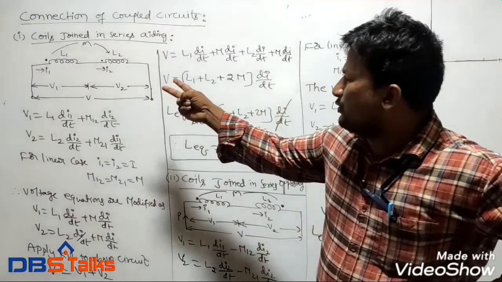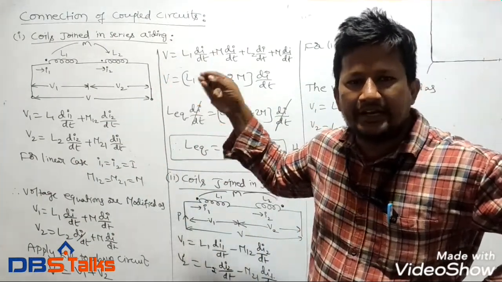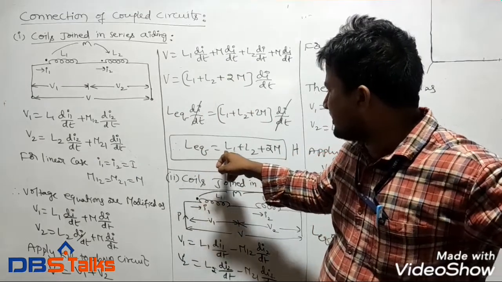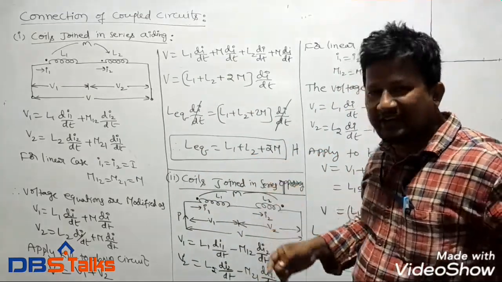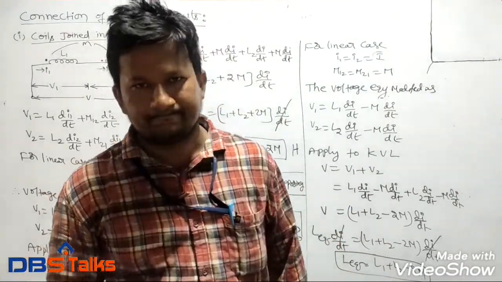So two coupled coils connected in series aiding: the equivalent inductance is L equal to L1 plus L2 plus 2M, whereas in series opposing it is L1 plus L2 minus 2M.